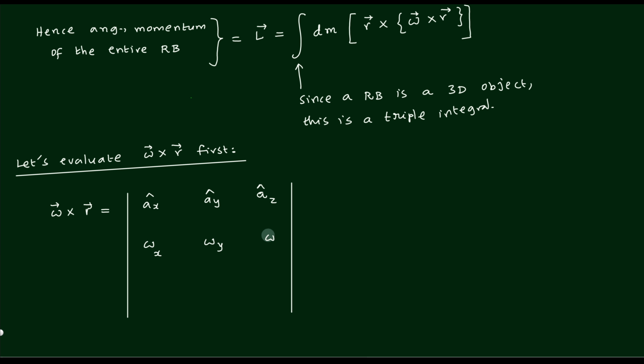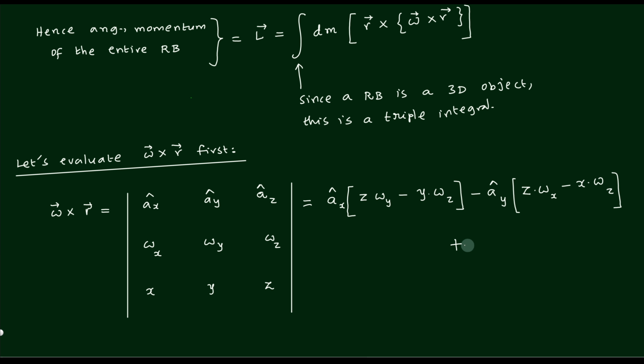I'll write down the components omega x, omega y, omega z and x, y, z there, and then expand this determinant, saying that ax into, you can follow the cursor. Maybe sometimes I'll show the multiplication and subtraction. Minus ay into minus x times omega z, close bracket, then you have a plus az unit vector into y times omega x minus x times omega y. So one cross product is over.